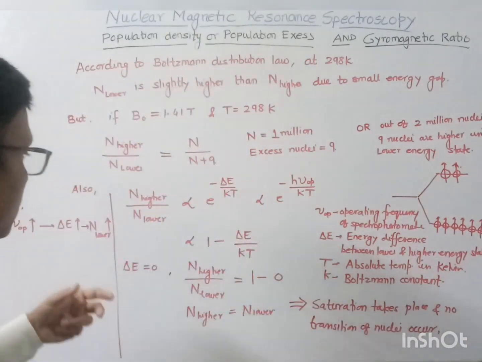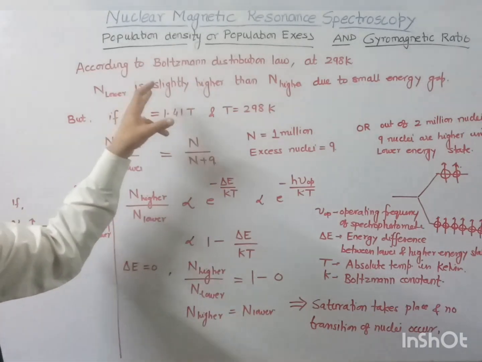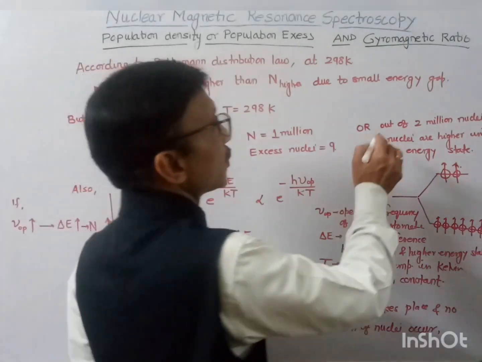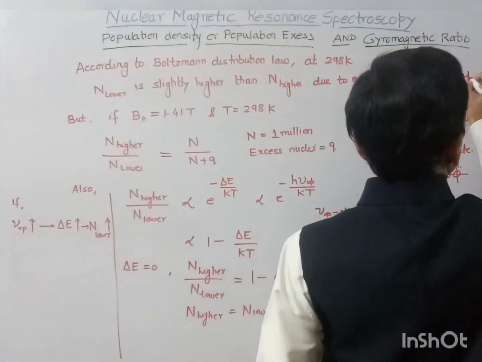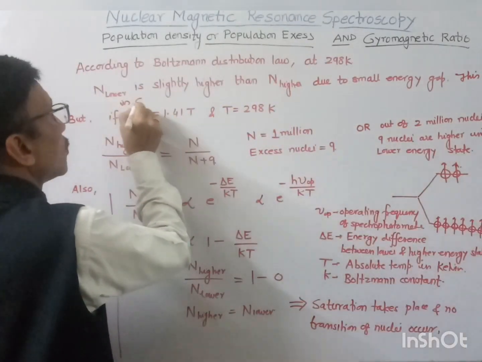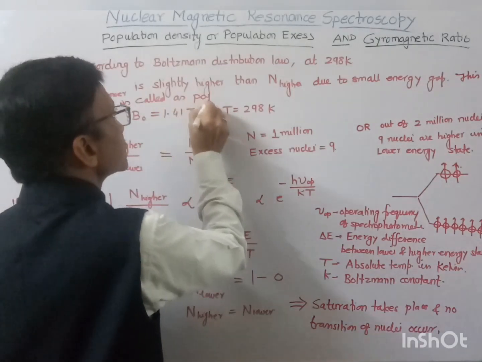So this is called the population excess. When the number of nuclei in the lower energy state is higher than the number of nuclei in the higher energy state, this is called the population excess.